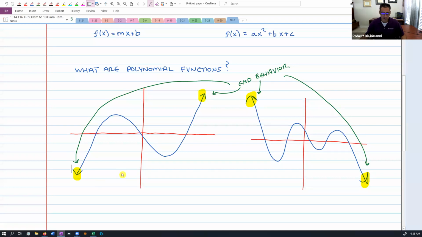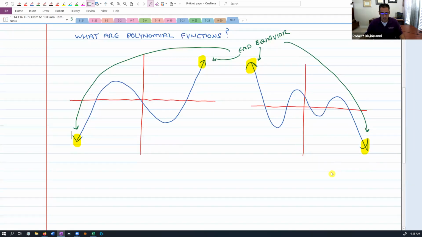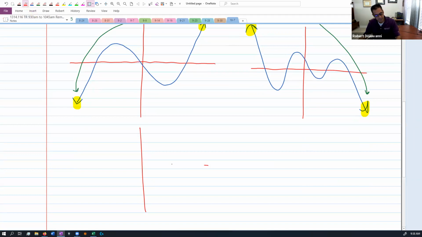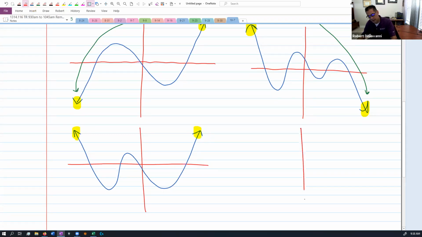From the graphs I've given you, you can have the left side go down and the right side go up. You can have the left side go up and the right side go down. And in the middle, it's just this wavy looking function. How many times it goes up and down really just depends. Now we can also have the left side go up, wiggle around here, and then the right side also go up. So we could have that also. And lastly, we could have the left side go down, wiggle around, and then the right side go down.